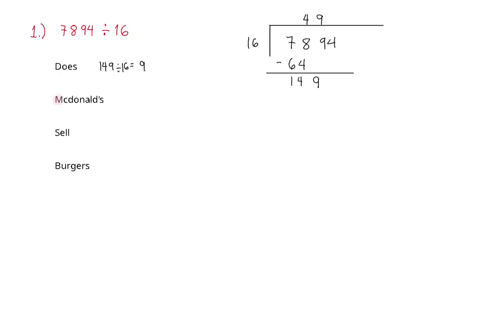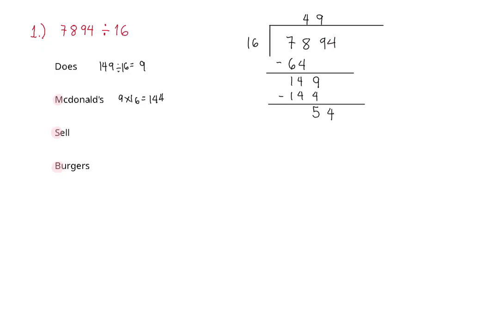Multiply the answer and our divisor, 16. The result is 144. Next, subtract 144 from 149. This will leave us 5. Now bring down the last digit from 7,894, which is 4. This makes the number 54.